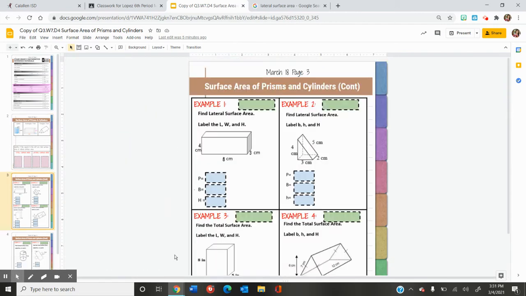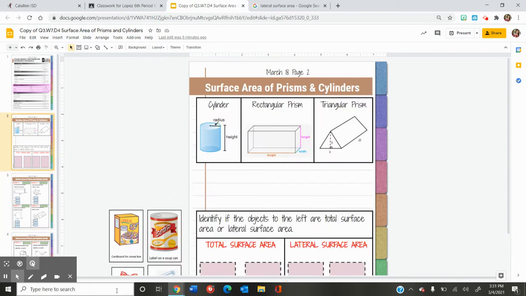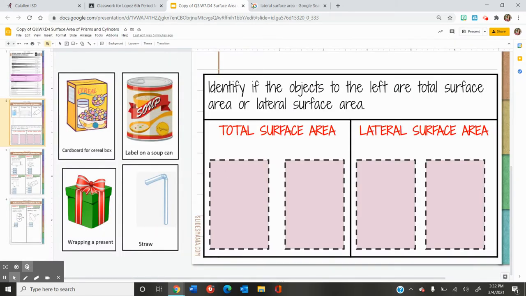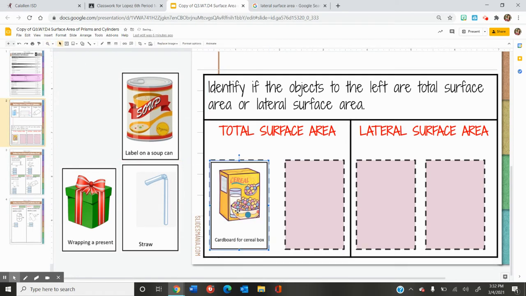But let's go ahead and look at the bottom. On the bottom, it says identify if the objects to the left are total or lateral surface area. My first object is the cardboard for a cereal box. On the cereal box, the cardboard needs to cover all of the sides plus the top and the bottom. If it doesn't cover the top and the bottom, then the cereal will just fall through. So the cardboard for a cereal box would be an example of total surface area.